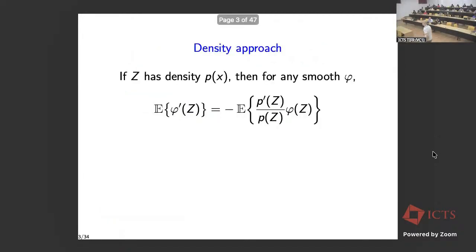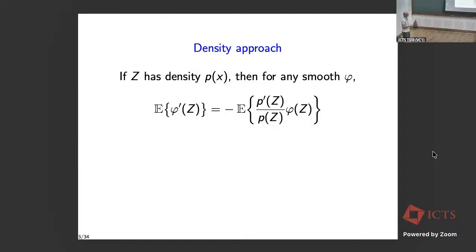Okay. So there's a few approaches. Let me quickly go through a few of them. Most of them, for the normal distribution, for example, will give you the same operator. So the first approach, that's essentially what we've done with the normal distribution, is what's called the density approach.